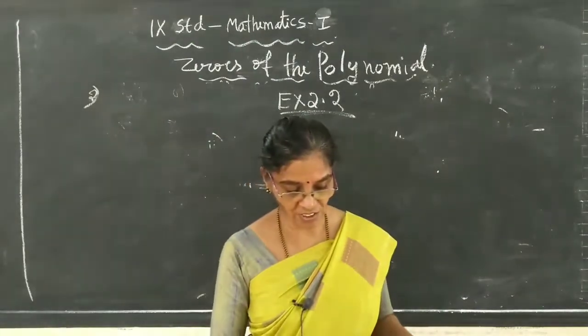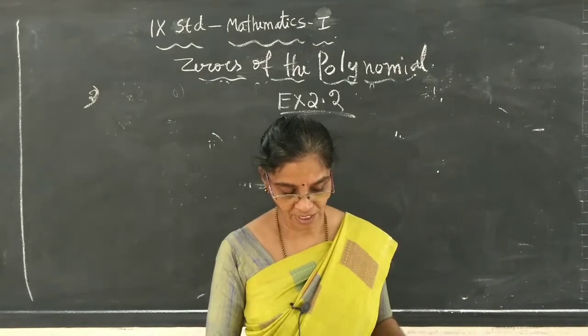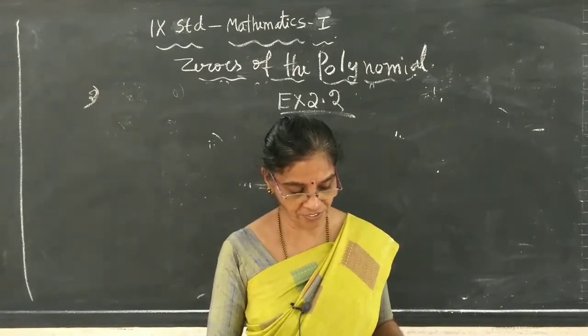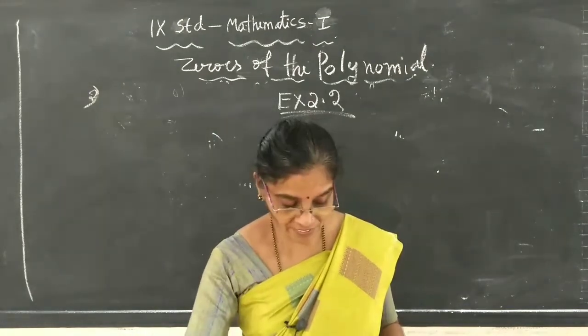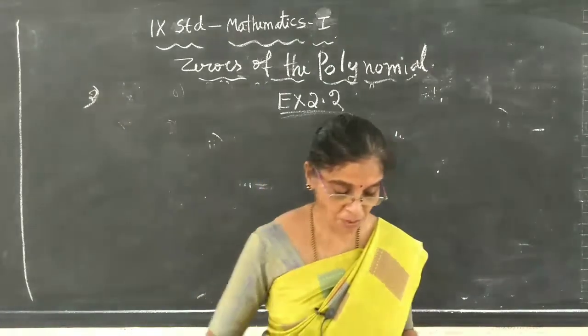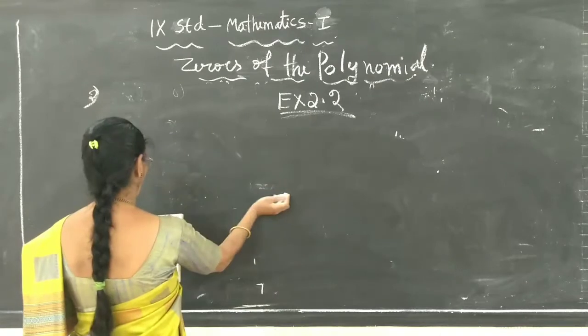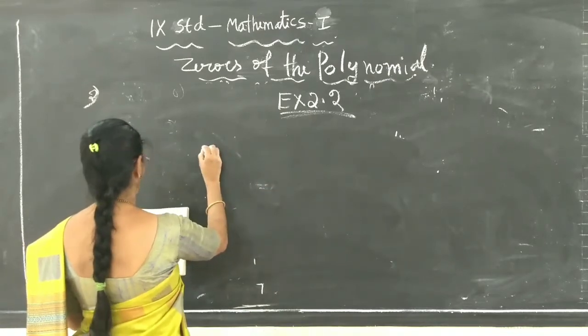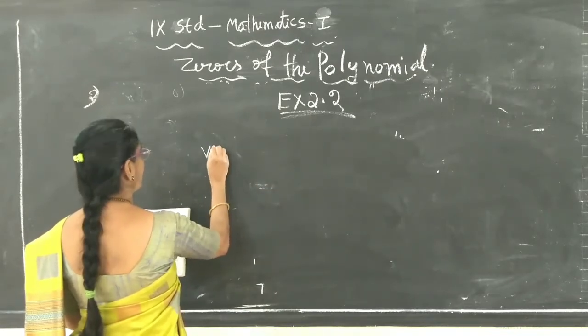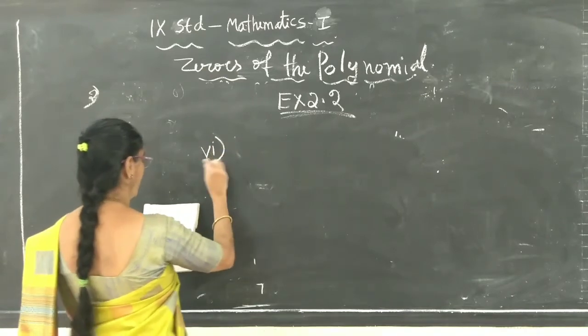Will you do all these problems, children? I will do one more if it is difficult for you. The fourth one I will try, or the fifth one, whichever is difficult. This one I will try. The fourth is simple, the sixth one I will try.